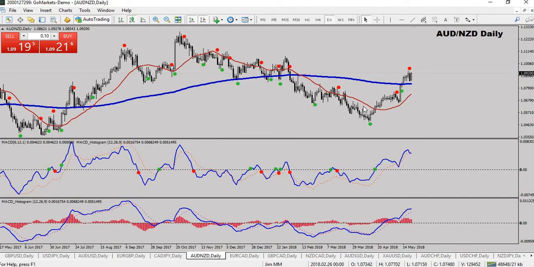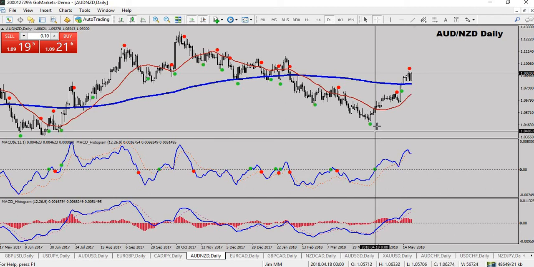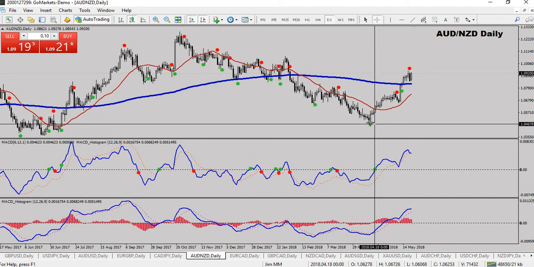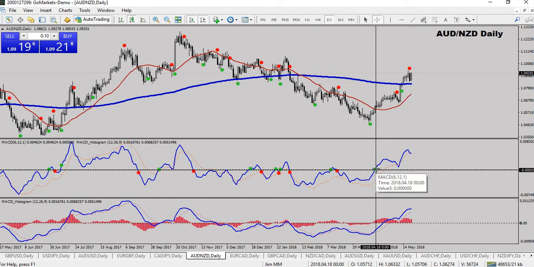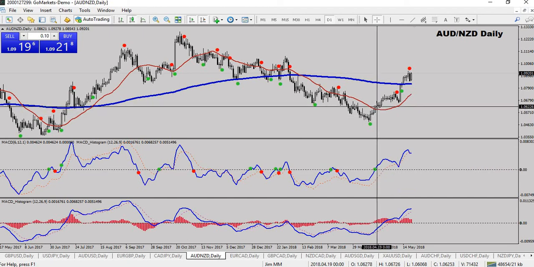Aussie New Zealand. It got us in the buy down here somewhere, as you can see, at the last green dot on the fast MACD, and it's still got us in that trade. So that's good, 300 pips roughly.